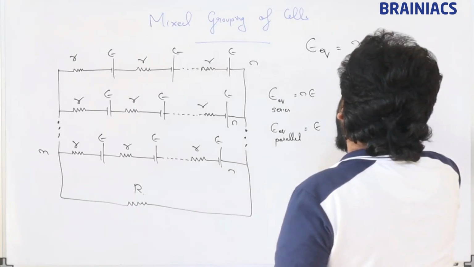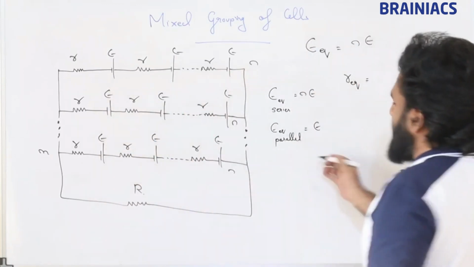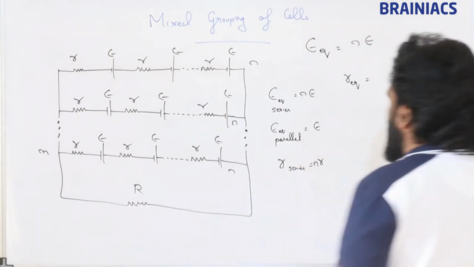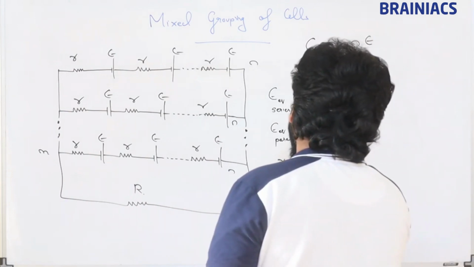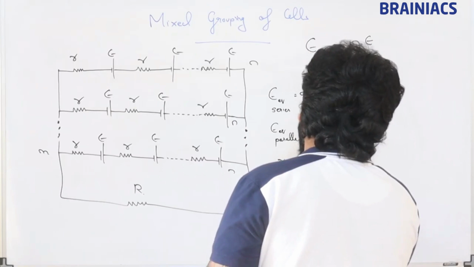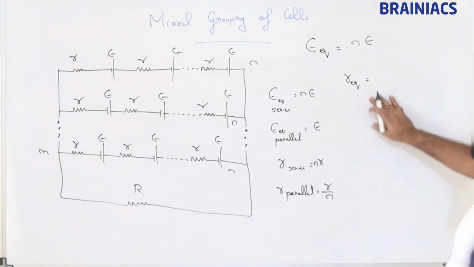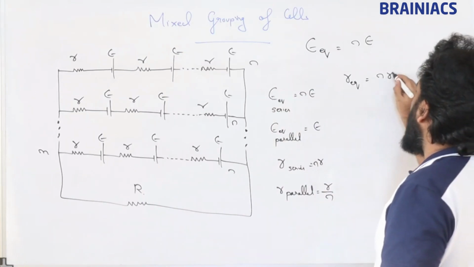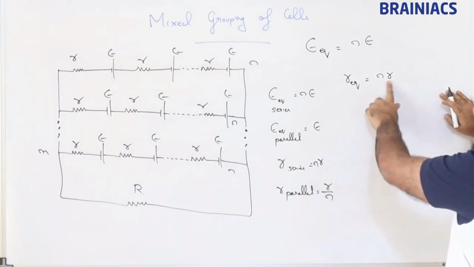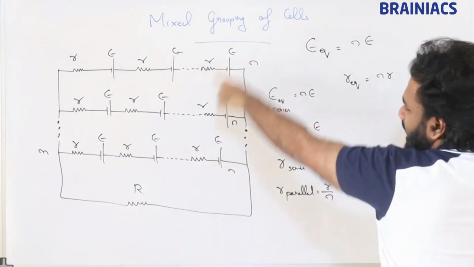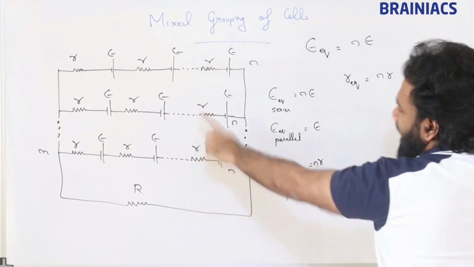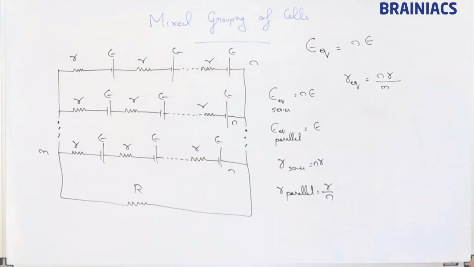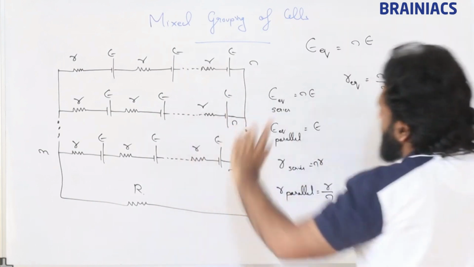What about R equivalent? In a single row, R series is how much actually? NR. So R parallel will be R by N. So what is the overall R equivalent here? In one row the total resistance is NR. M number of parallel lines are there, so we will divide by M. Is it clear? Just applying the series and parallel resistance rules.